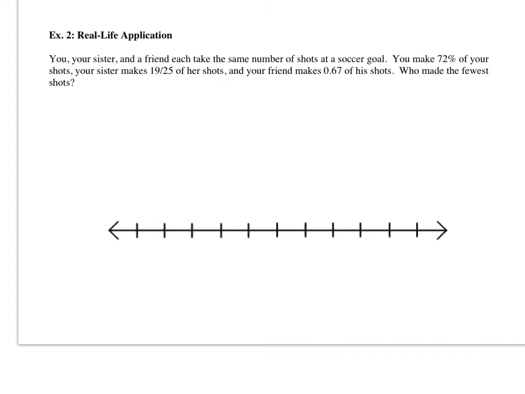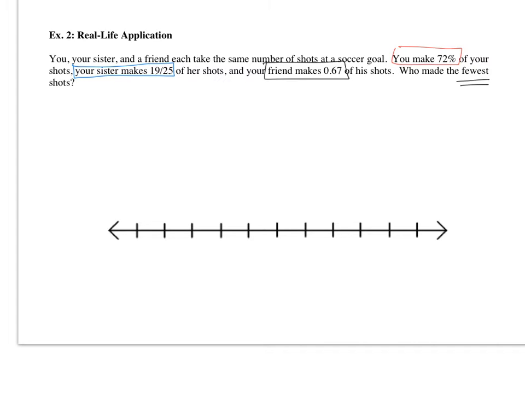Example 2 is a real-life application. You, your sister, and a friend each take the same number of shots at a soccer goal. You make 72% of your shots. Way to go. Your sister makes 19 out of 25 of her shots. And your friend makes 67 hundredths of his shots. We're looking to see who made the fewest. Instead of bragging rights here, we're looking for who needs to practice a little bit more.